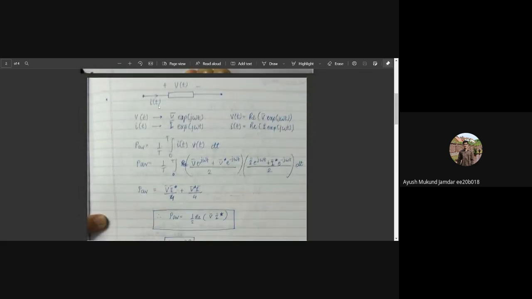So let's say a general load having impedance Z has V(t) potential drop across it and current I of t. Now, in phasors, V of t can be represented as V bar exponential j omega t, and I bar exponential j omega t for current. What is the power instantaneously at that instant? Well, power is the actual current flowing through the load times the actual potential drop across it.